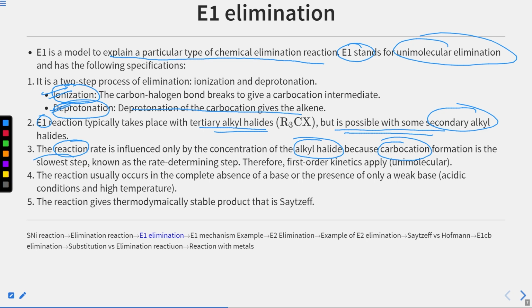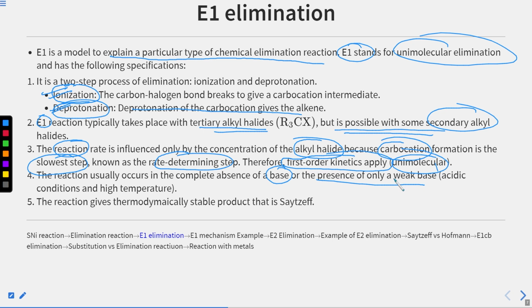the slowest step, because the first step I have shown you is the slowest step and it is the rate determining step. Therefore, first order kinetics applies because it is unimolecular. Now, the reaction occurs in the complete absence of a base or presence of only a weak base. So it can happen in the absence of base also. If you are taking a strong base, then there is more chance that it would go E2 elimination rather than this one. Okay, so it is not dependent upon the strength of the base because it is unimolecular and it only depends upon your alkyl halide.